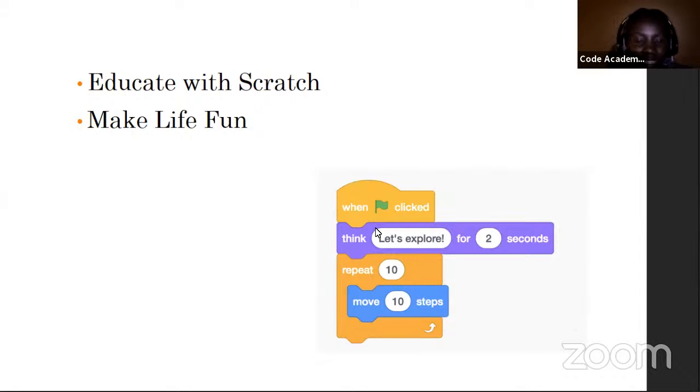In Scratch we call it a script. So if you've done some Scratch, you should be able to guess what this does. I'm not going to explain what it does, but in this session, we are going through Educate with Scratch and then Make Life Fun.